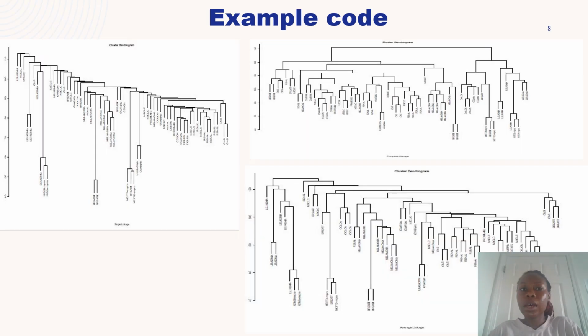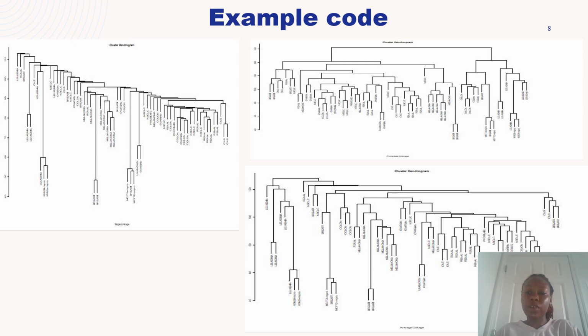Now, for the outcome of the code, we see the very first output on my left-hand side is the outcome for the single linkage method. The output on my right-hand side, the output above, is that of the complete linkage, and the one below is that of the average linkage method.